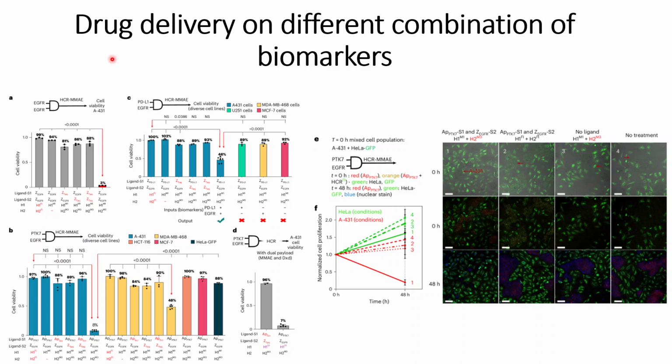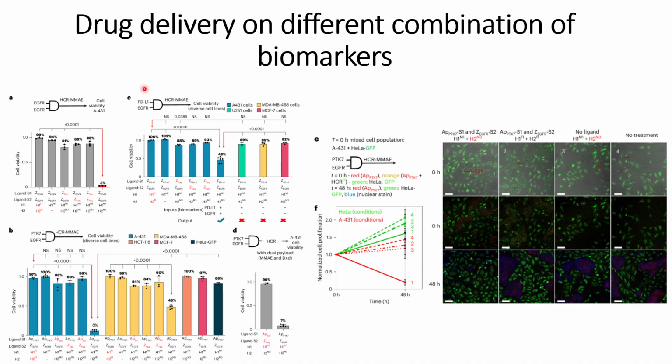In this video, we will discuss the drug delivery on different combinations of the biomarkers from their designed AND gate logic system. So first they check it for the single biomarker, that is EGFR on A431 cells, and they find that when they used both the DNA splitters together, only then they are able to see the cytotoxicity. Also, when they don't use this MMAE, they do not see any cytotoxicity, and when they use the different biomarkers, they also don't see significant cytotoxicity, indicating the specificity of their drug delivery system.